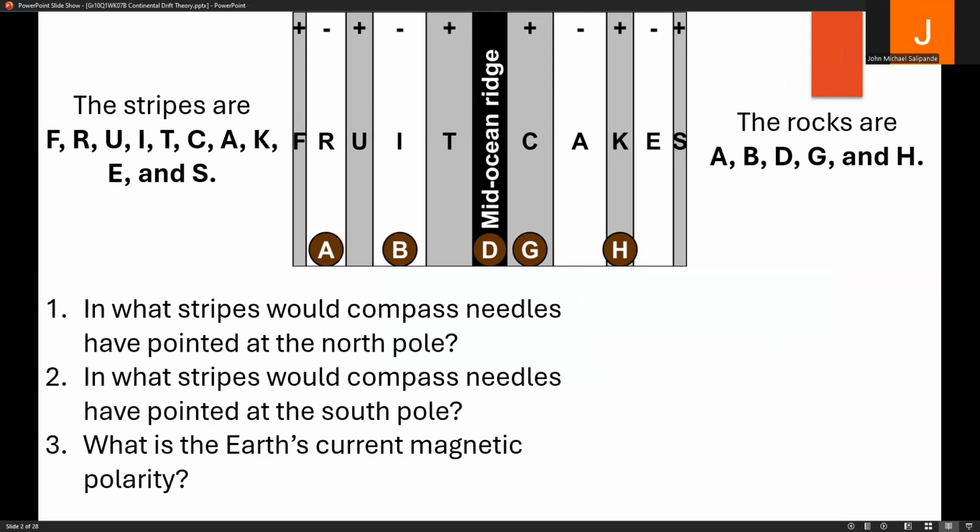So number one, in what stripes would compass needles have pointed at the North Pole? So if the compass needles are pointed at the North Pole, that signifies that those stripes possess normal or positive polarity. So those stripes are F, U, T, C, A, and S.